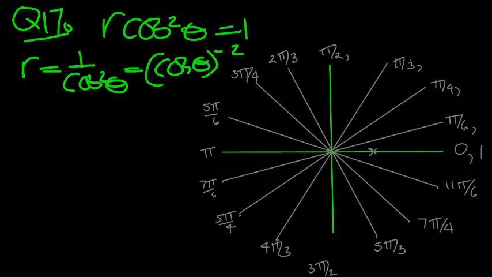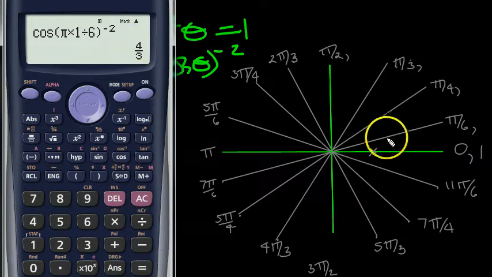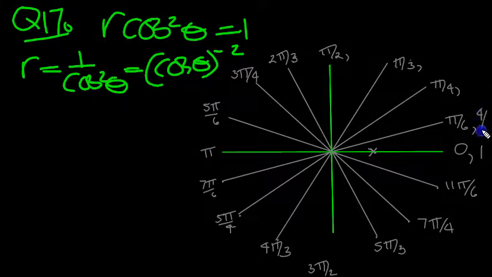Now pi over 6, let's put that in our calculator and see what we get. So I've done 0 over 6, which is the 0. Now we need 1 over 6. Cos to the power is 4/3. So we go up here and that's 4/3, which is 1 and a bit. A little bit back from there.